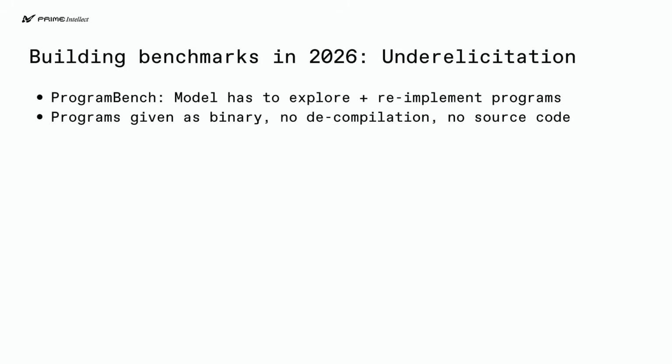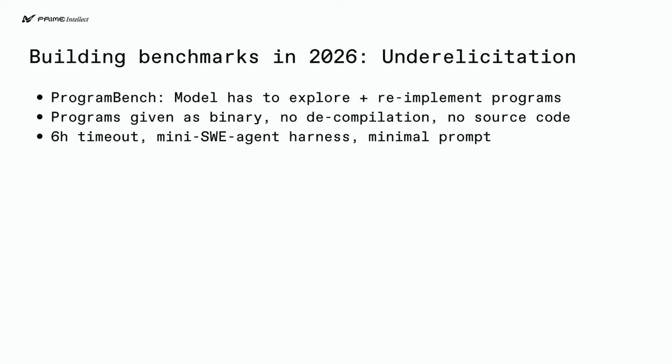Another benchmark which is really new and up and coming, and the idea is something we have seen previously, is called ProgramBench, where a model has to explore and re-implement an application. The model is given a binary, decompilation is not allowed, and the model has no access to the source code. It is asked to replicate the program just like it does, basically to clone any application. They restricted the model execution to 6 hours, so after 6 hours the model is cut off. They use the mini-SWE-agent harness only, so no other harnesses, at least right now; they plan to use others as well.